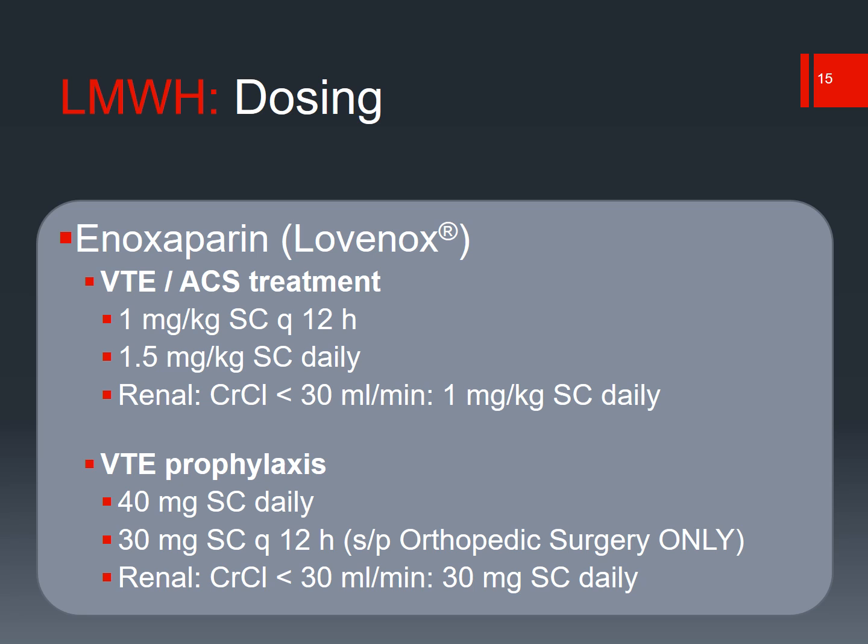There are 3 low molecular weight heparin medications that you are responsible for. The first of these is enoxaparin, branded as Lovenox. You will notice when you get out into clinical practice, this is the most commonly prescribed and utilized low molecular weight heparin that is currently available. This has 2 different dosing strategies. One is for VTE and ACS treatment, as well as VTE prophylaxis dosing. You'll notice that the VTE treatment dosing is weight-based, and then the VTE prophylaxis dosing is fixed dosing. There are renal adjustments required for Lovenox.